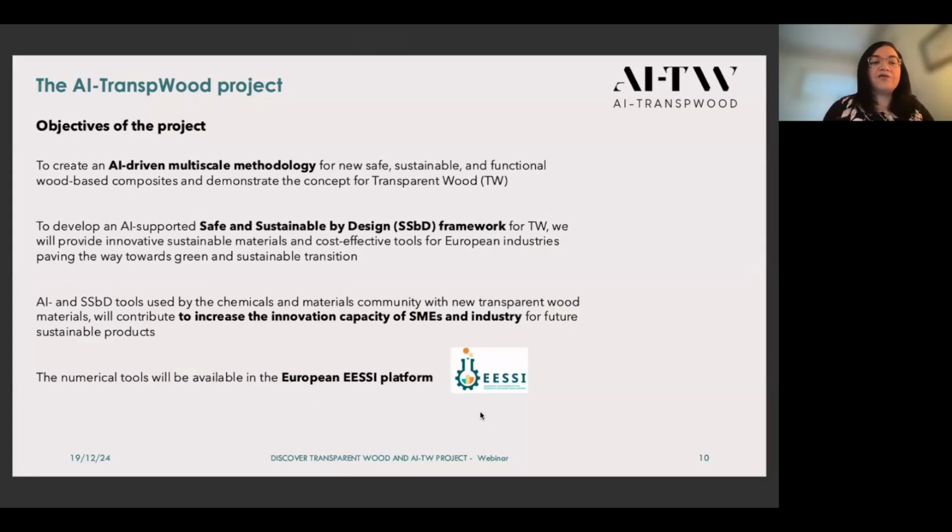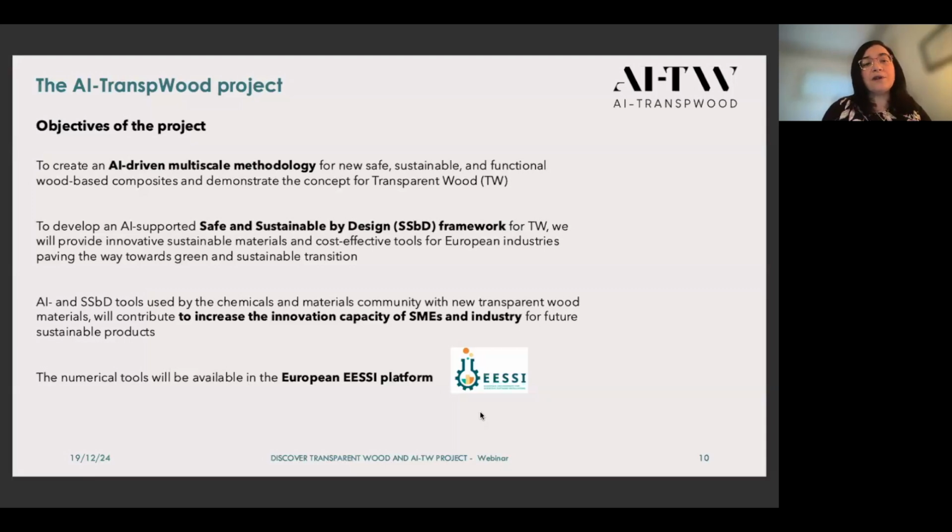So our objectives are to create an artificial intelligence-driven multi-scale methodology for this material and for other composites based on transparent wood. Then we should support this by using the safe and sustainable by design framework, which is promoted by the European Commission in order to pave the way to a green and sustainable transition. And both artificial intelligence and the safe and sustainable by design tool will contribute to increase innovation for small, medium, and large industrial companies for sustainable products based also on this new material.